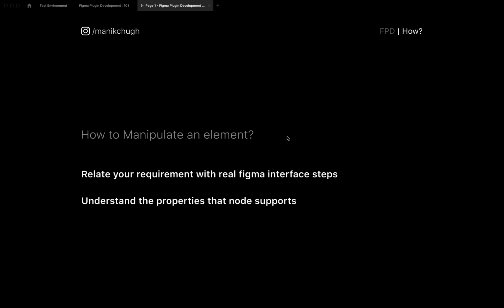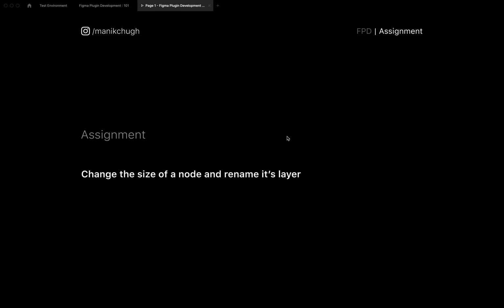Now that you know how you can manipulate an element, I have a very quick assignment for you. So in this assignment, I want you to change the size of a node and rename its layer by maybe adding the name of the type of the layer. So you can actually pause this video and take some time and try out this example, and after that I can also show you how it can be done. So don't worry if you're getting stuck, I'll be there to show you how it can actually be done. So please go ahead and pause this video.